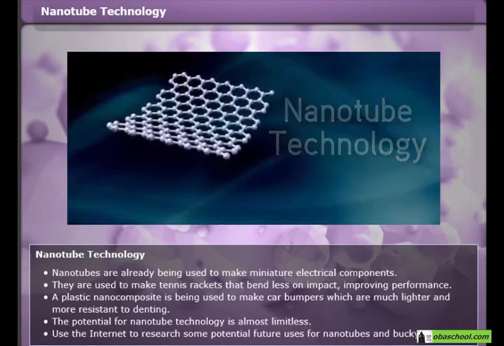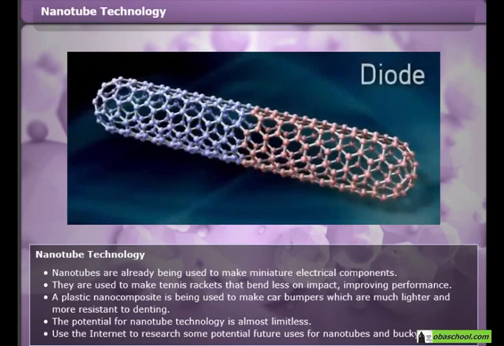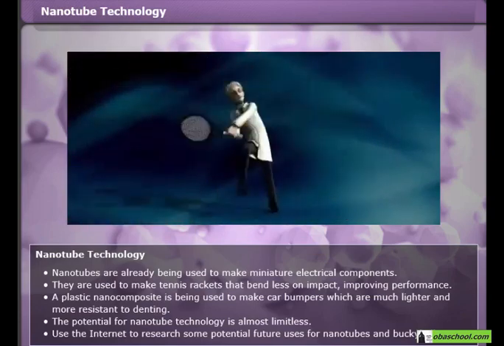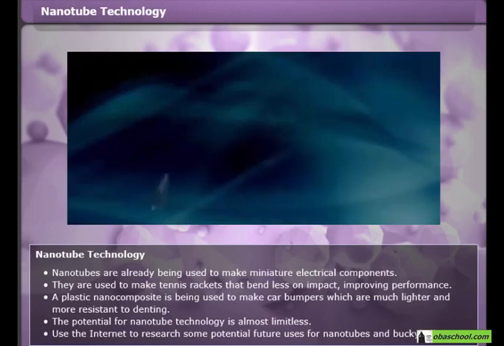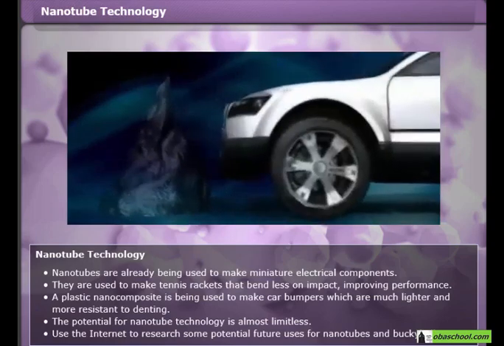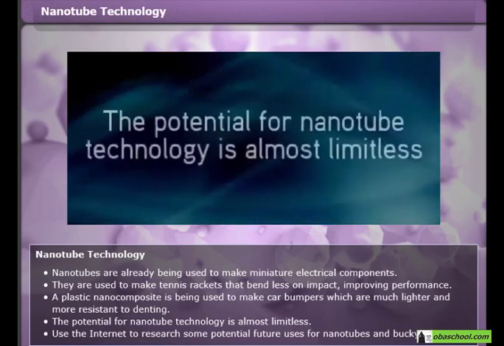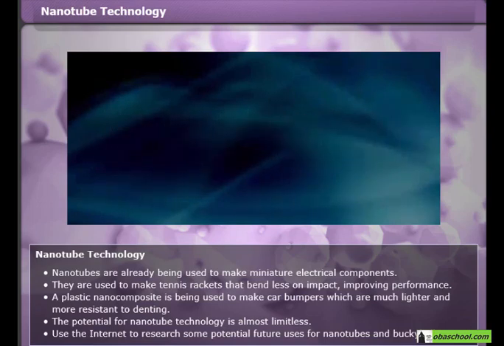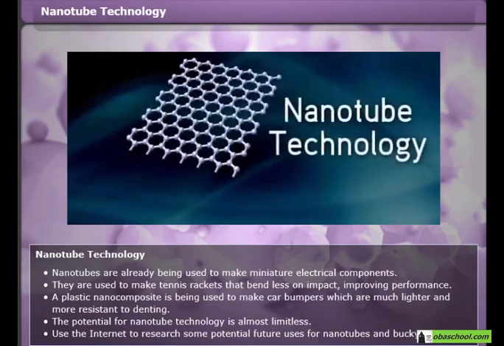Nanotube technology. Nanotubes are already being used to make miniature electrical components. They are used to make tennis rackets that bend less on impact, improving performance. A plastic nanocomposite is being used to make car bumpers, which are much lighter and more resistant to denting. The potential for nanotube technology is almost limitless. Use the internet to research some potential future uses for nanotubes and buckyballs.